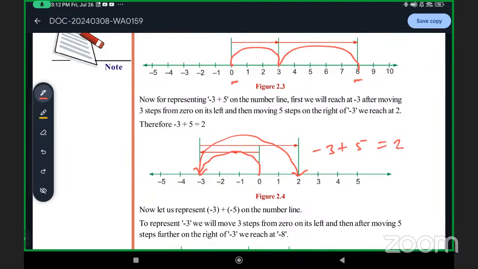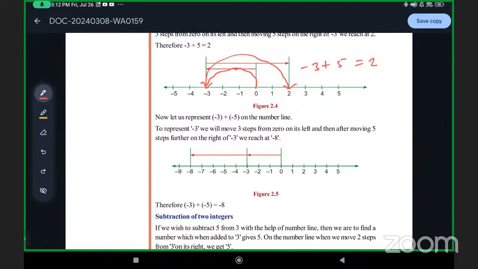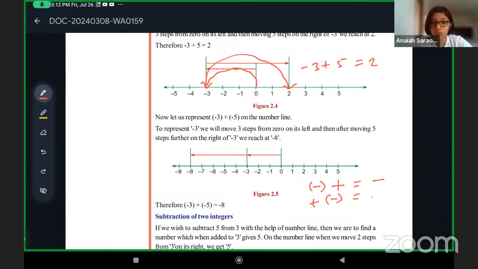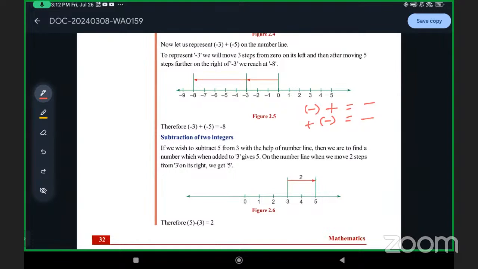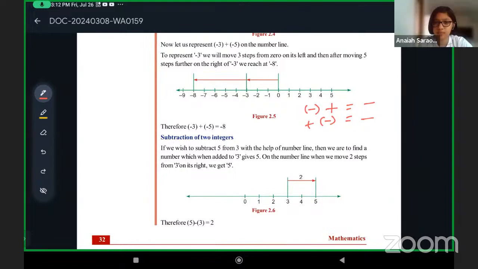Now there come some rules when we are solving with positive and negative integers. If a minus sign and a plus sign are there together, what operation will we perform? We will subtract. If a plus sign and a minus sign are there together, we take the bigger number's sign in the answer, but what operation will we perform?